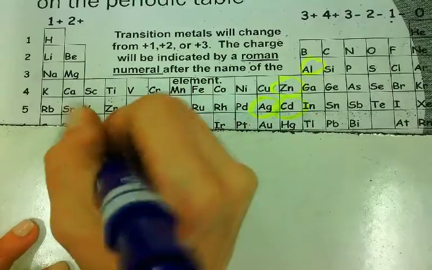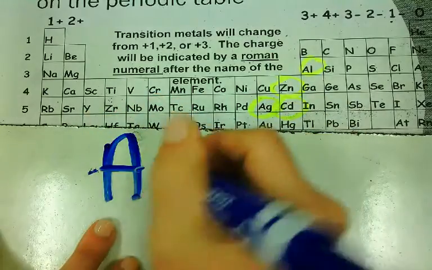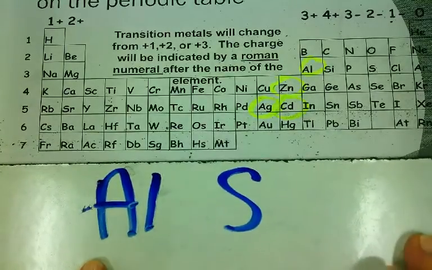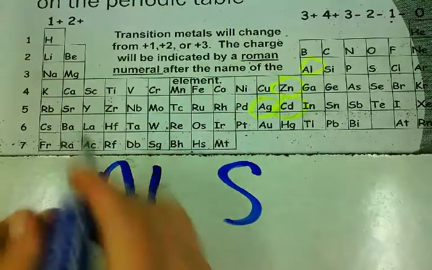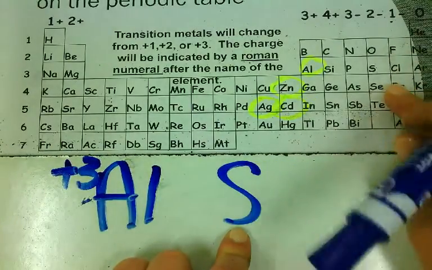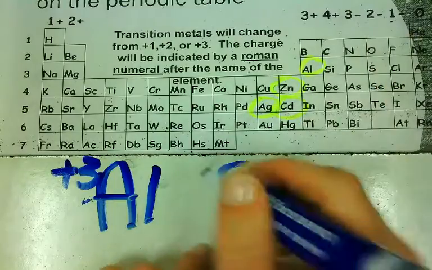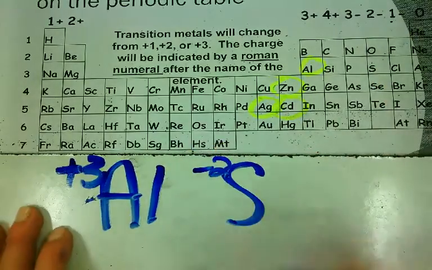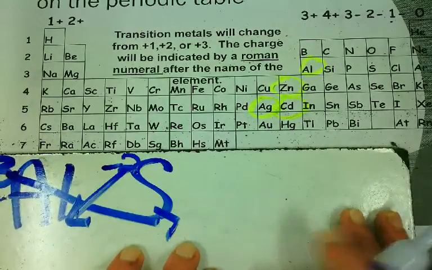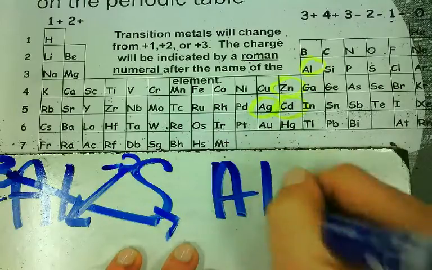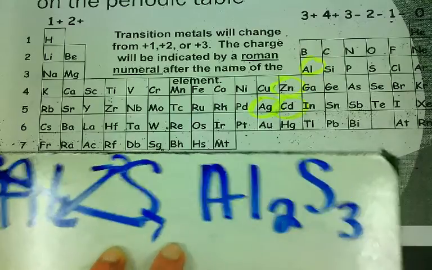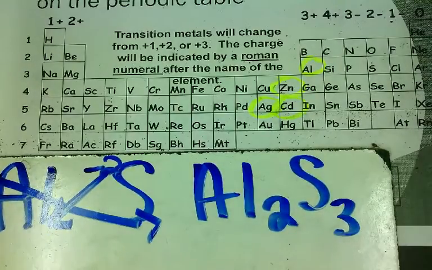Now I have aluminum and sulfur. The charge on aluminum is +3, one of the ones we need to have memorized. The charge on sulfur is -2. So I'm going to swap and drop these charges. So now I have aluminum 2, sulfur 3, Al2S3.